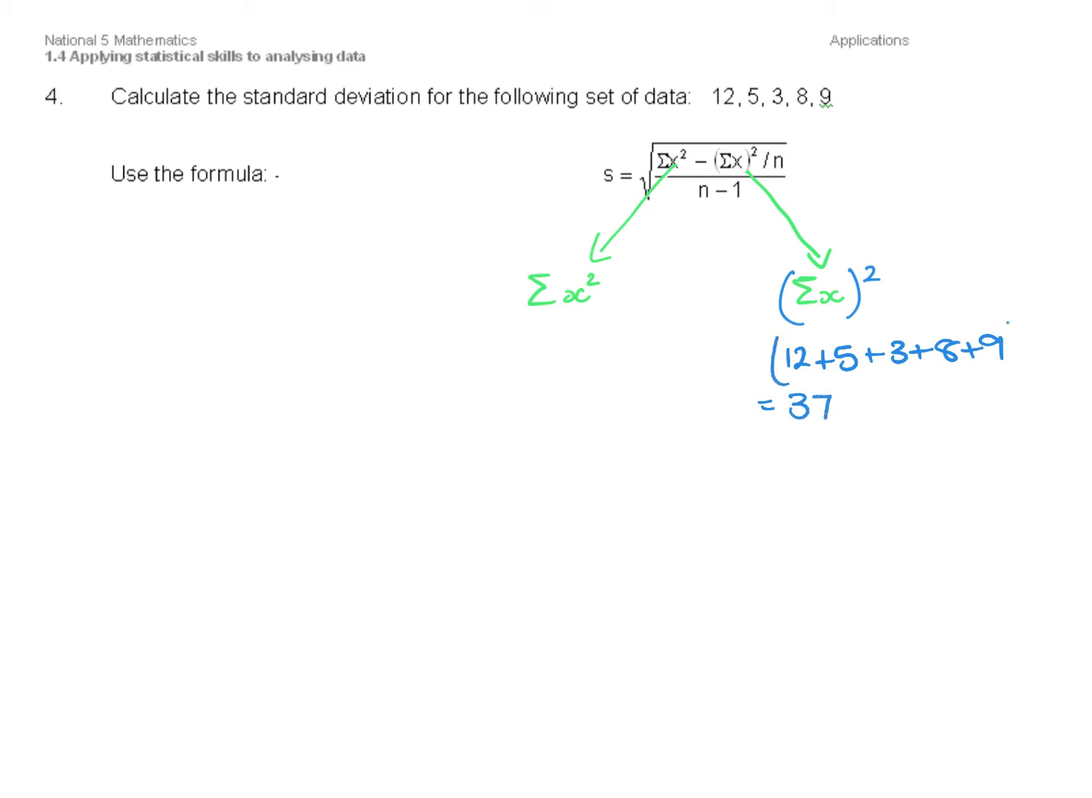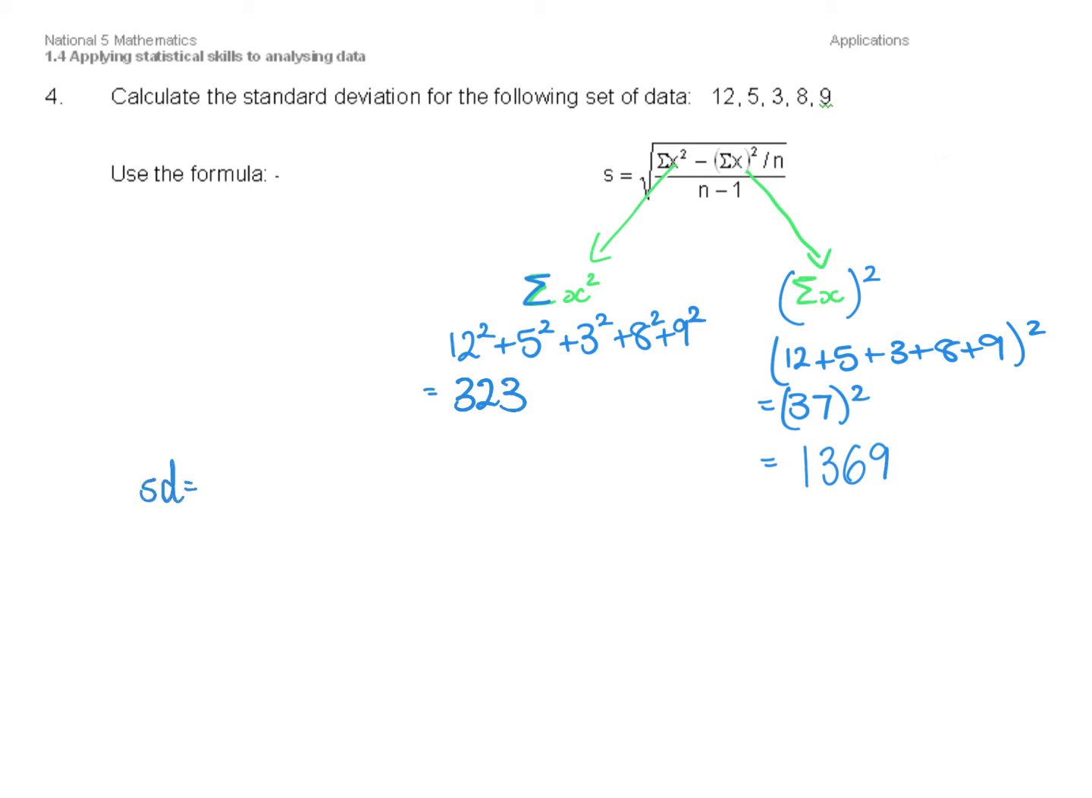Okay, but I need to square that answer. So using my calculator, I get 1369 for that part there. Okay, now the next one, I have to sum the x squareds. So I need to sum together 12 squared, 5 squared, 3 squared, 8 squared and 9 squared. So I'm just going to do this on my calculator as well. And that comes to 323.